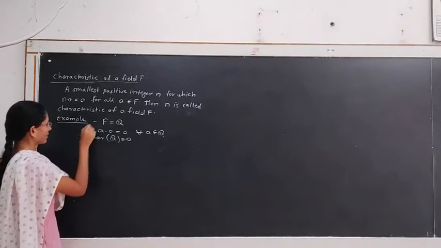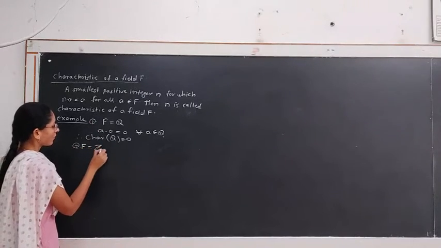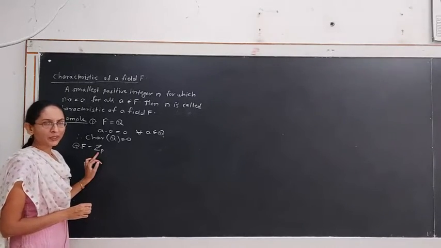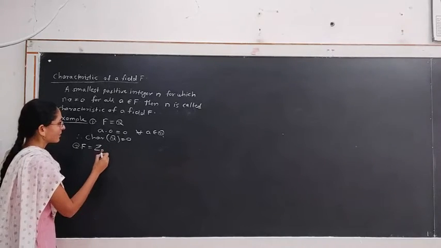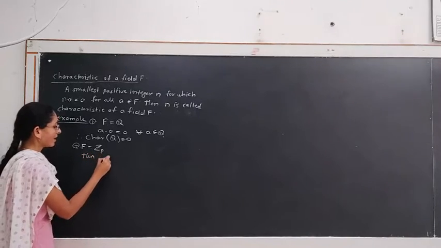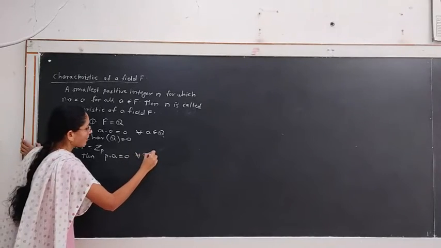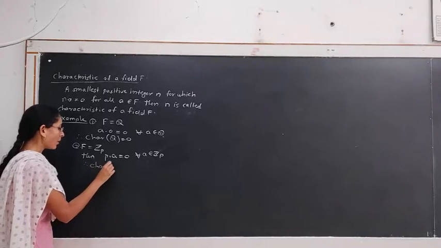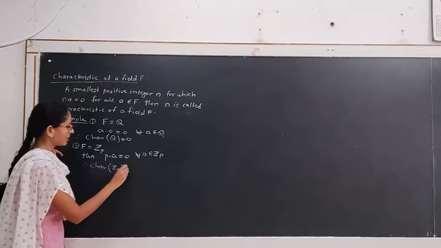If we consider the field F is equal to Zp, residue classes modulo p, the field of p elements Zp, its characteristic is p, because p into a is equal to 0 for all a belongs to field Zp. Therefore, characteristic of field Zp, the finite field with p elements, is p.